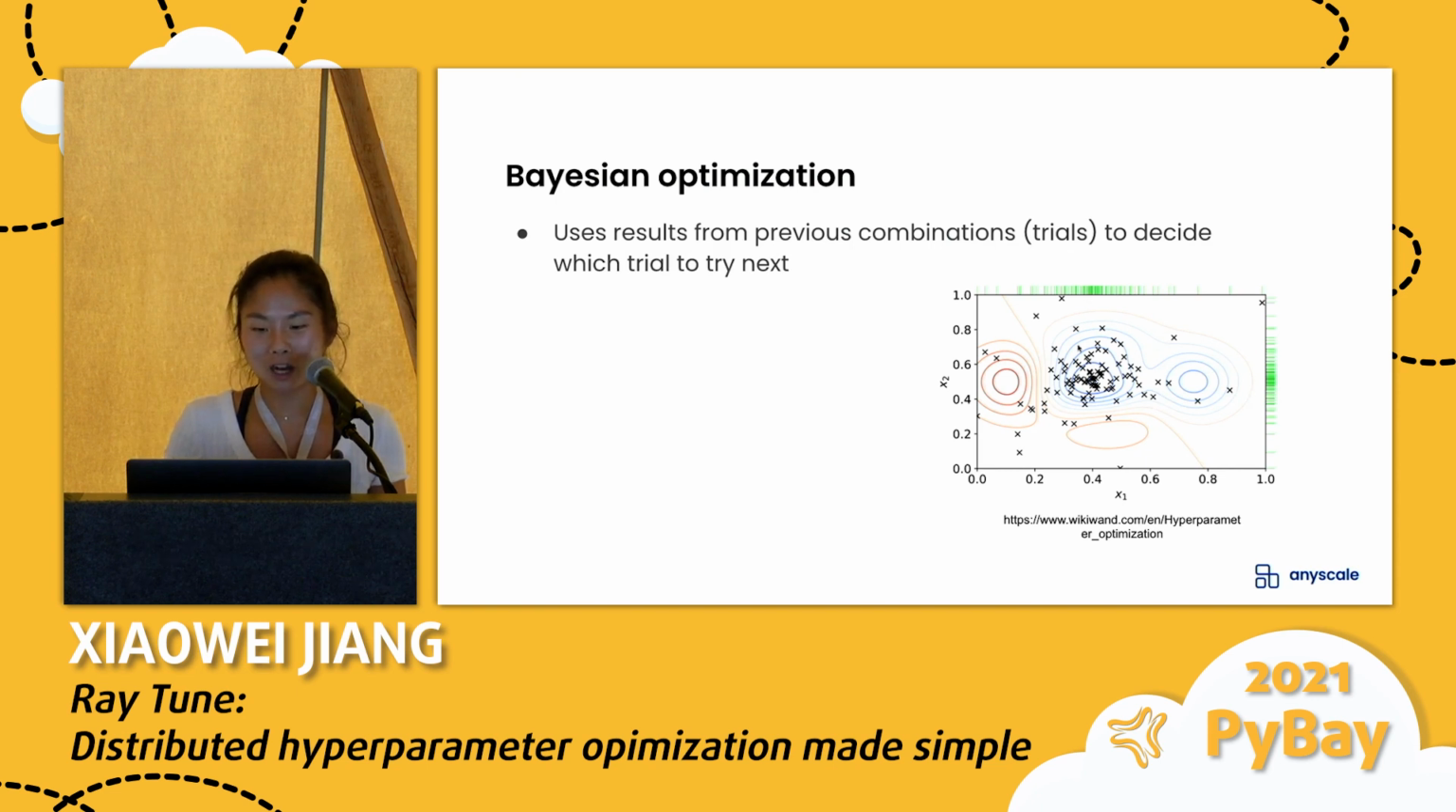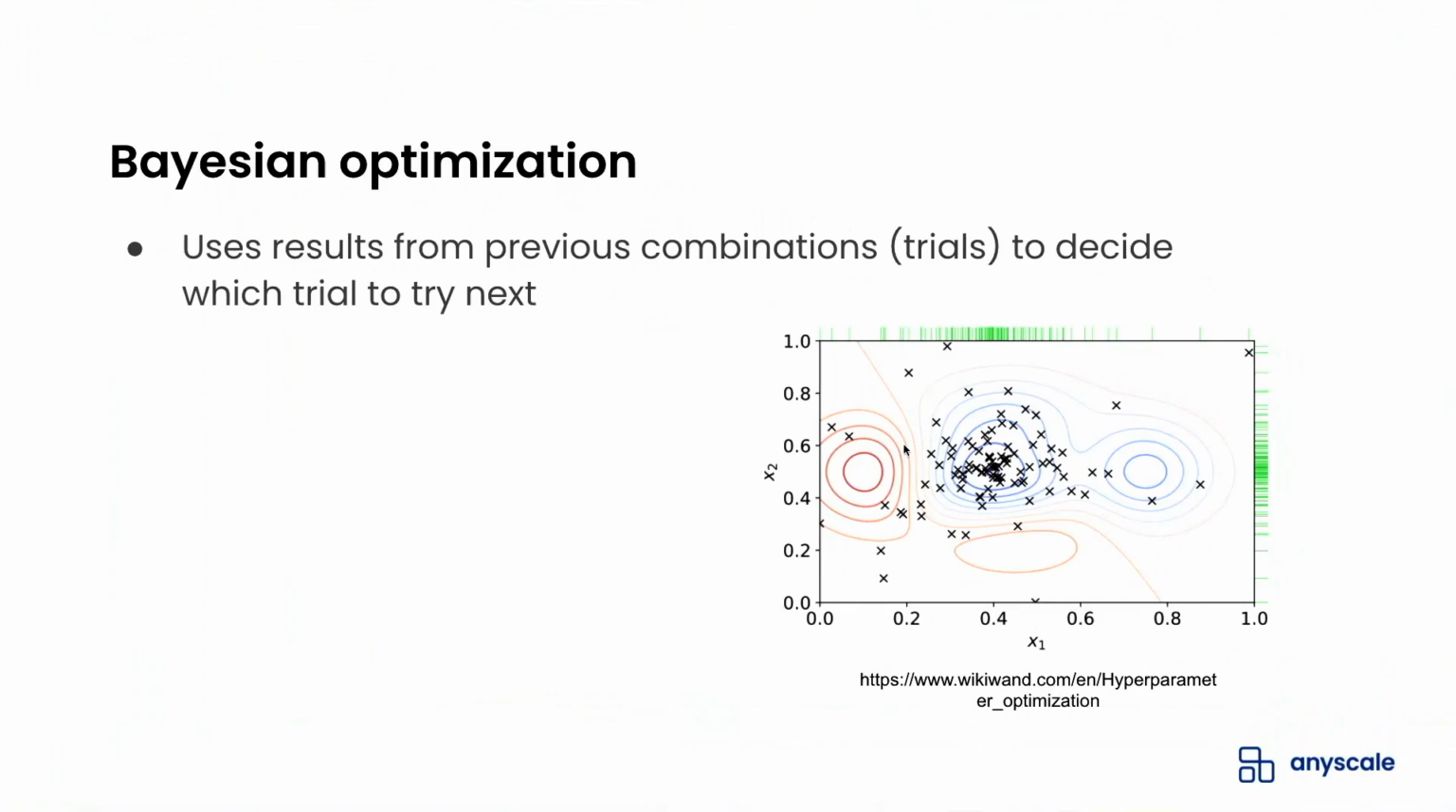You can see the contour plot here shows the objective function. The blue area corresponds to a smaller loss than the red area. You can see that instead of uniformly or randomly distributing trials in this search space, the trials are more concentrated towards the blue area, which is the more optimal area. This is a more preferred behavior so that we can find the best trial in less time or with fewer resources.